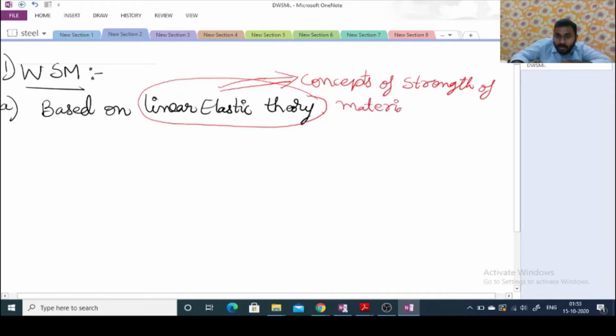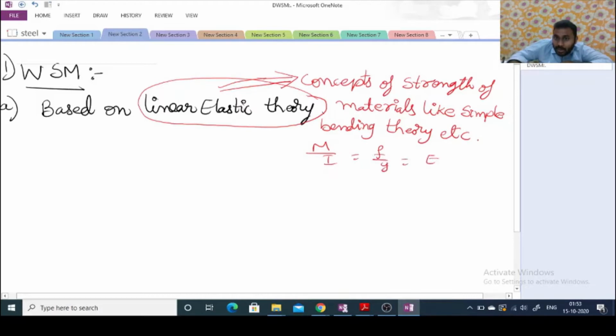Concepts of strength of materials, for example the simple bending theory. All of us are familiar with the famous formula in the simple bending theory, which I will write here: M by I is equal to F by Y is equal to E by R. So this is the formula of the simple bending theory. Likewise there exist so many other theories and concepts in strength of materials.